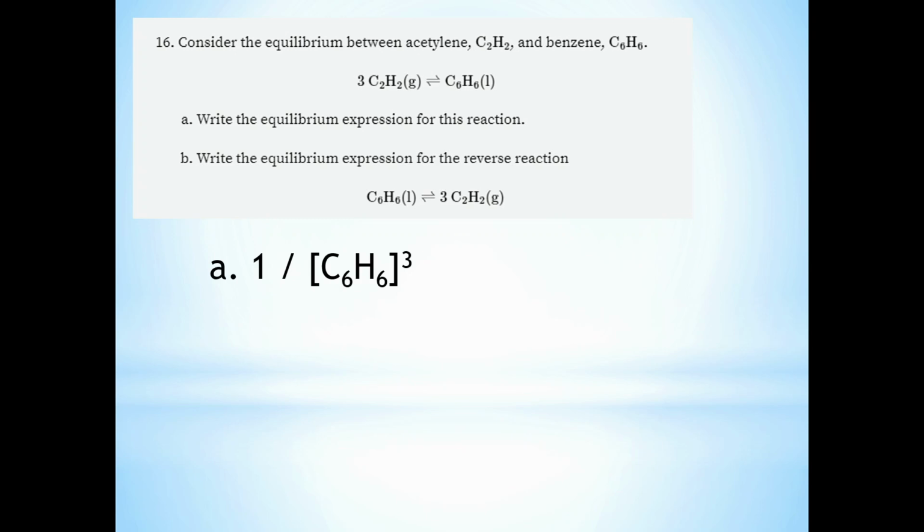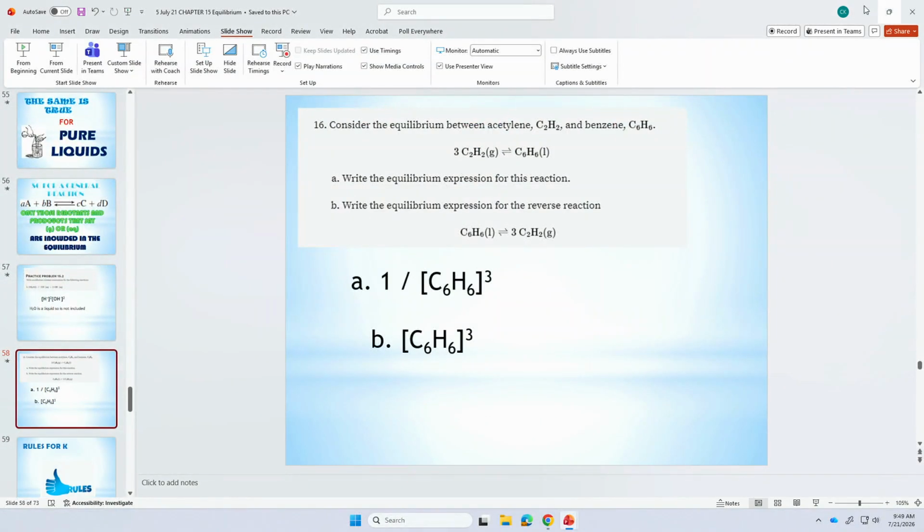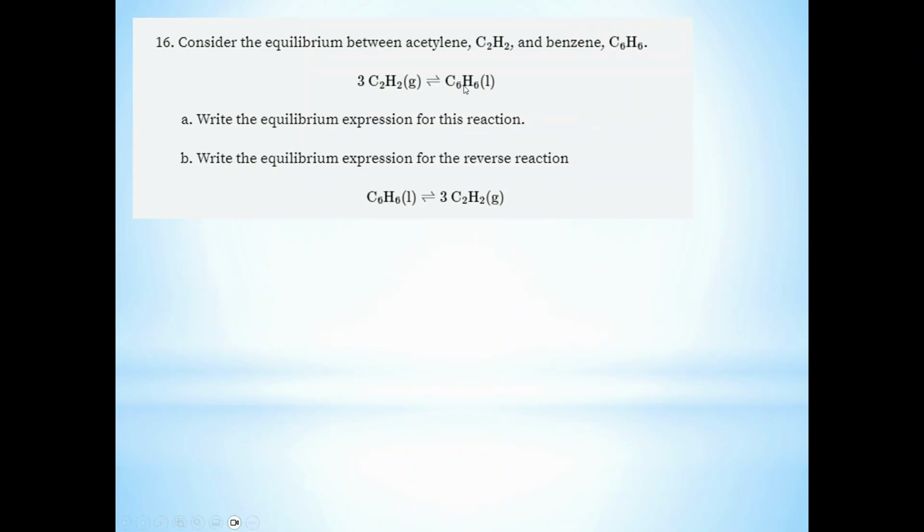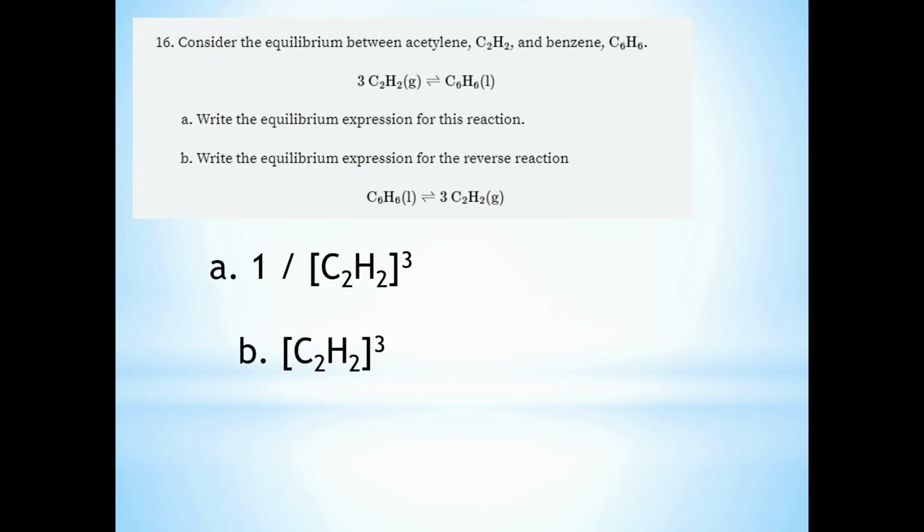Okay, obviously, you can write this when you do your evaluation of me. I'm having a bad day. Okay, so benzene does not go in, so acetylene goes in. So it's 1 over, because there's nothing in the numerator, C2H2 cubed. In reverse, there is no denominator, because the denominator is a liquid. So it's just C2H2 cubed.